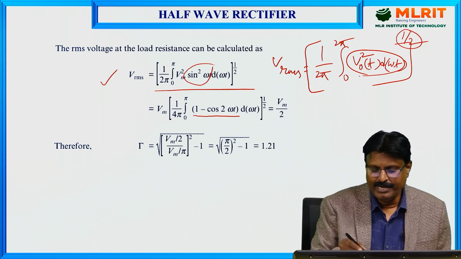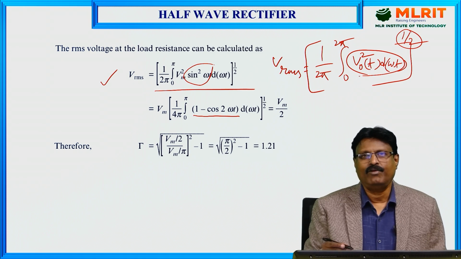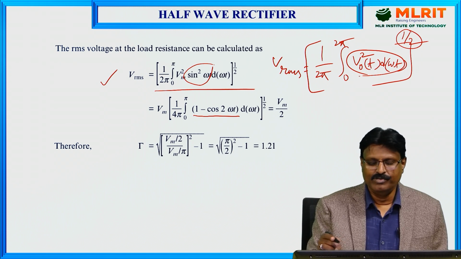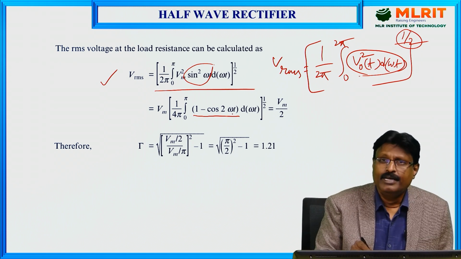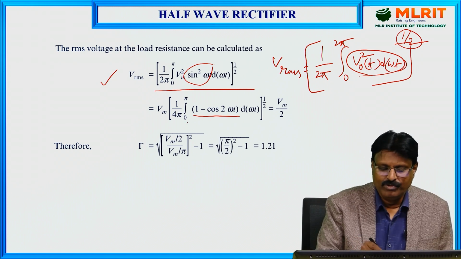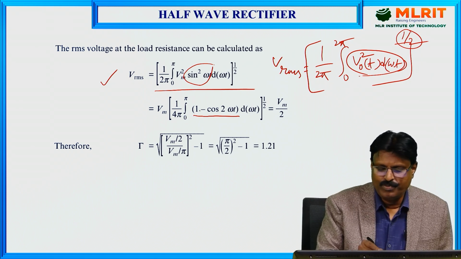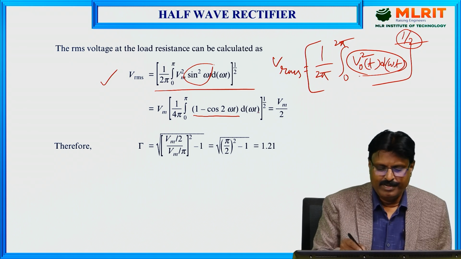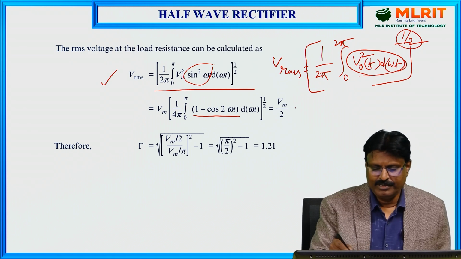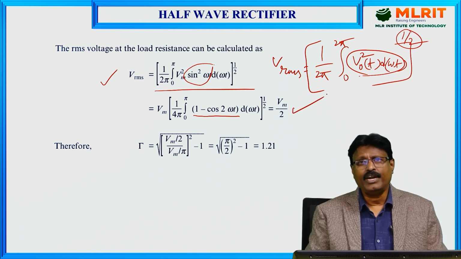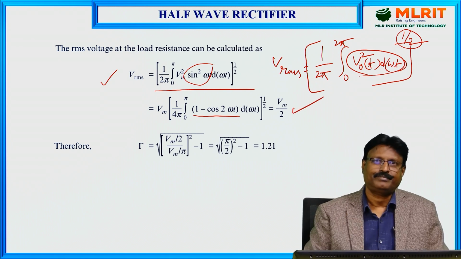If you integrate cos, you will get sine. If you apply the limits, sin n pi will always be equal to 0. Sin 2 pi is equal to 0, sin pi is equal to 0. That's why the second integrated portion will tend to 0. So the only term left is the first term, integral 0 to pi 1 into d of omega t. Applying the limits, you get pi minus 0, and finally you will get Vm by 2. So the Vrms value will be equal to Vm by 2.